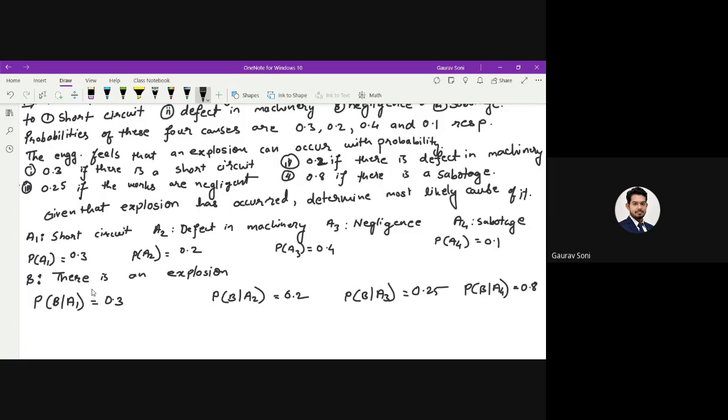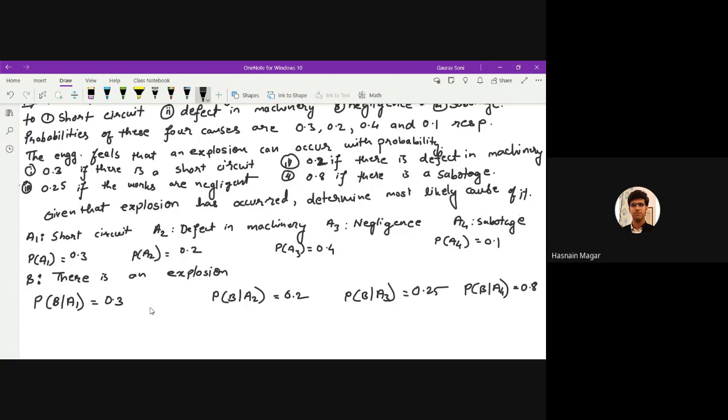Now, all the given things we have sorted. Now the question is, determine the most likely cause of it. What will we do? We take the one which gives the greatest magnitude out of all of them, with a non-zero denominator. Which all of them? P of A1 or A2 when B has occurred.